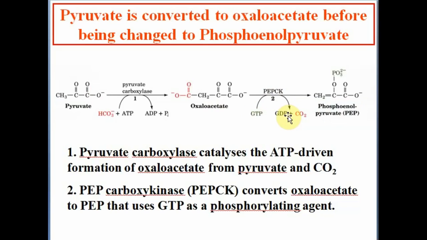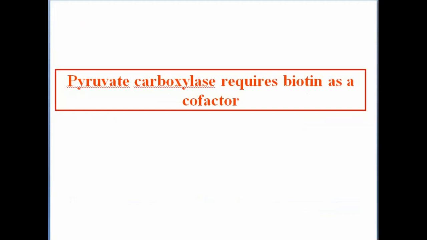So the pyruvate carboxylase system is considered as the first reaction. Here this enzyme catalyzes the conversion of pyruvate to oxaloacetate. This is said to be a mitochondrial enzyme. Moreover, it requires biotin as a cofactor. So pyruvate carboxylase requires biotin as the cofactor for carrying out its activity.